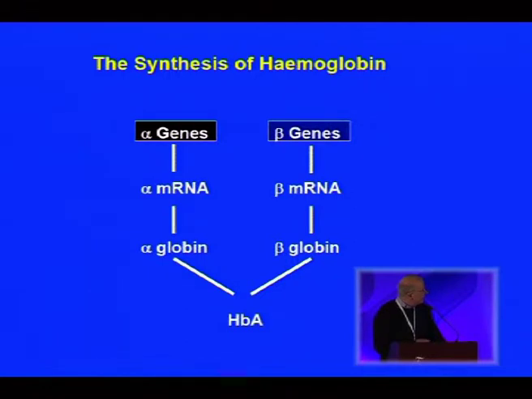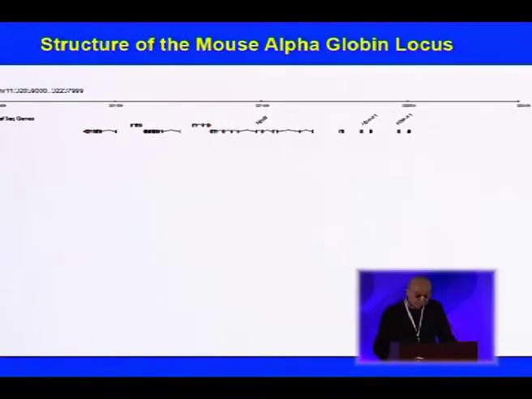There are two gene clusters involved, the alpha genes and the beta genes, which produce alpha and beta globin to produce the heterotetramer, hemoglobin A. And we study really just the alpha globin genes. All the work in my lab is to do with alpha globin expression. So here are the alpha globin genes.